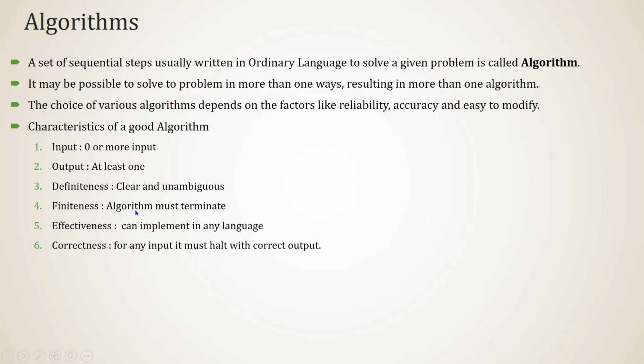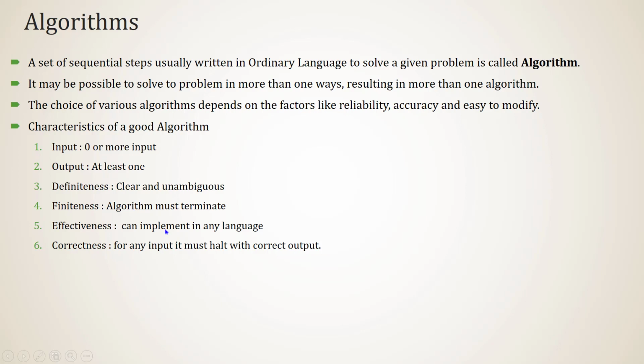Finiteness: the algorithm must terminate. At some point the algorithm must end. Only then can we say it is a good algorithm. If the algorithm doesn't end, it will run indefinitely. If I convert that algorithm to a computer programming language and execute that program on the computer, the program will run forever. So the algorithm must terminate.